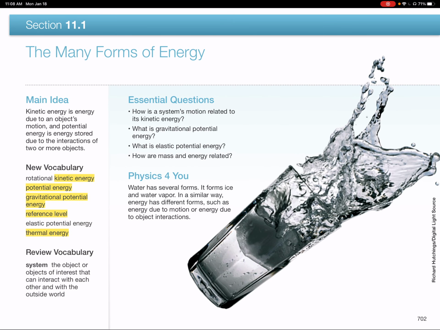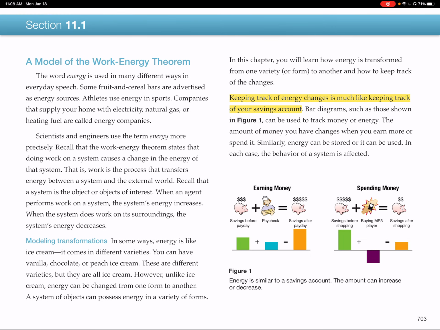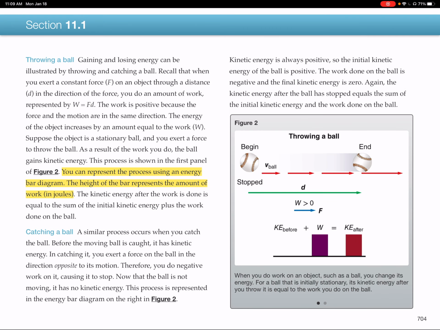In the first section of the reading, there's a lot of talk about the different forms of energy and how to transform back and forth between those. But I also want you to pay attention to that term reference level, especially that one. The book's going to give you a bit of an analogy here for tracking money, accounting basically, and energy changes. It's useful to an extent, but basically we're going to be looking at bar graphs and how those bar graphs kind of add up to give you your final system amount of energy.